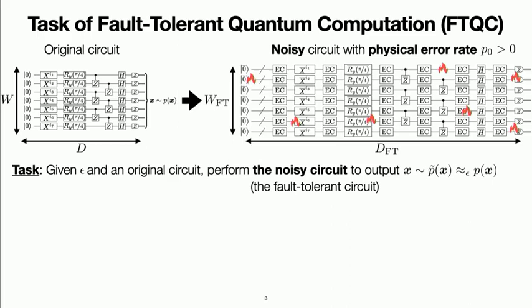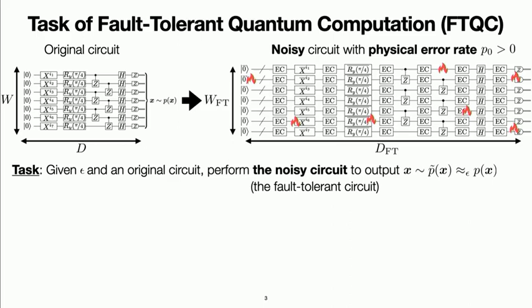Quantum computation is represented by a quantum circuit with W number of qubits and depth D. But you cannot directly implement this original circuit on an actual quantum device, of course, because you have noise. Because of noise, you cannot obtain the correct result if you just implement this on the quantum device.